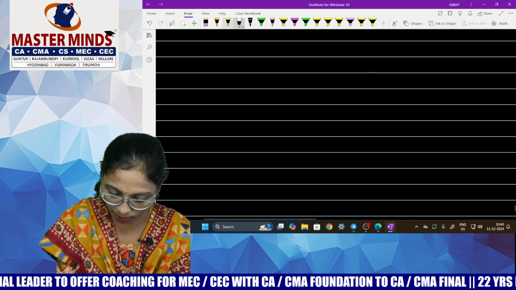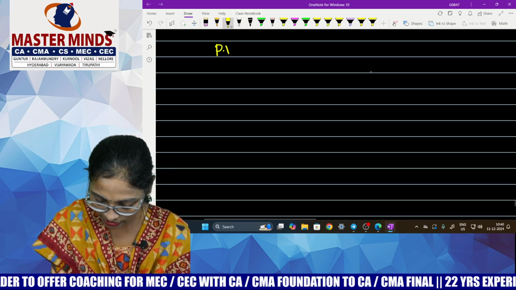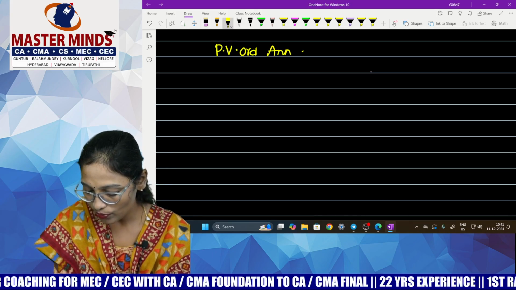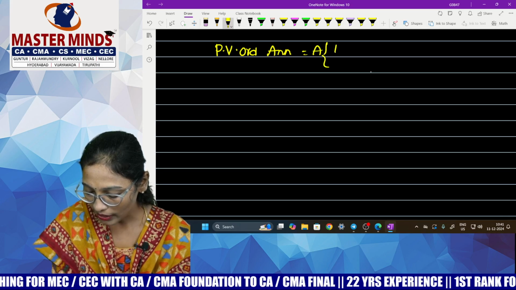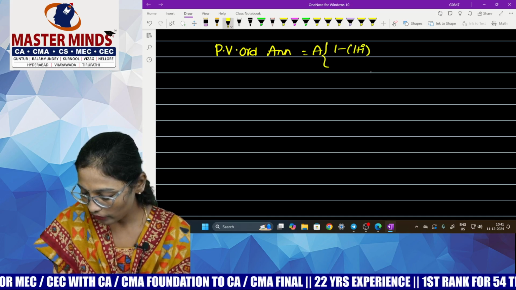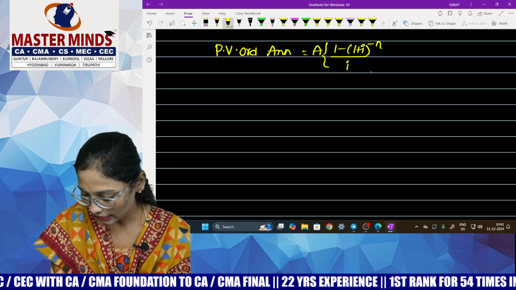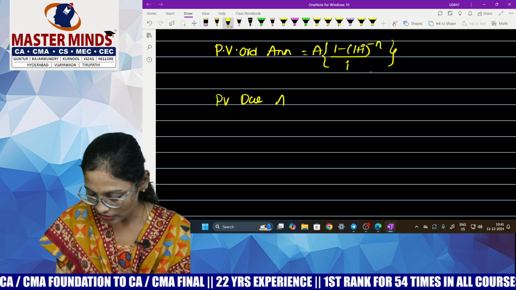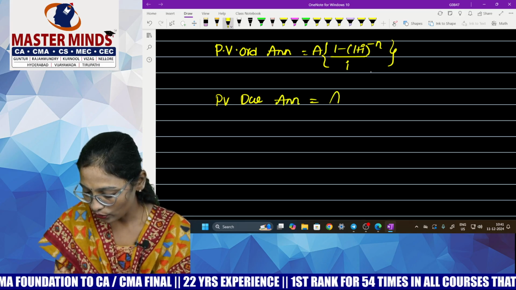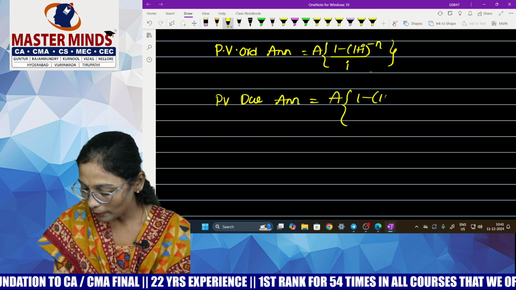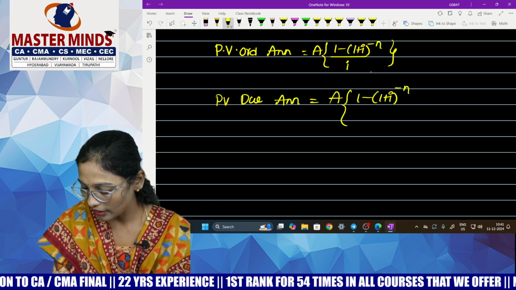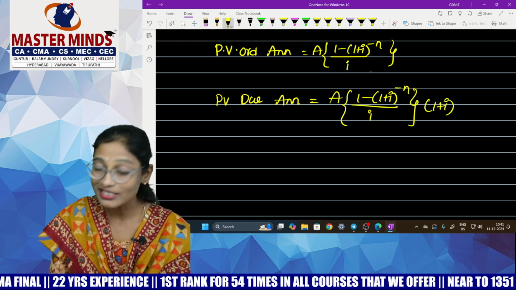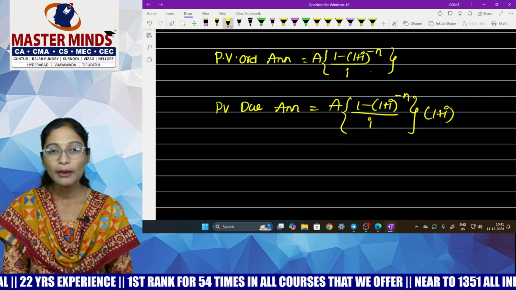Now I'll write down the formulas for present value of ordinary annuity and present value of due annuity. Present value of ordinary annuity is equal to A into 1 minus (1 plus i) whole power minus n, by i. And present value of due annuity is equal to A into 1 minus (1 plus i) whole power minus n, by i, into (1 plus i). As I said, there's a gap of 1 year always. That 1 year's interest should be multiplied.